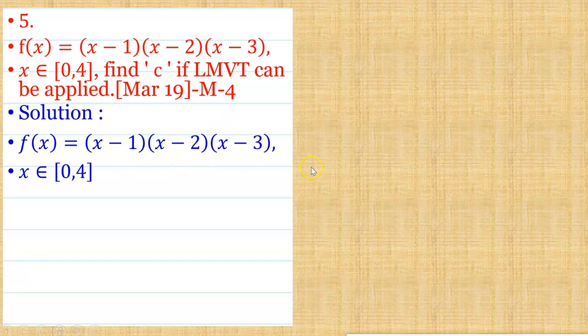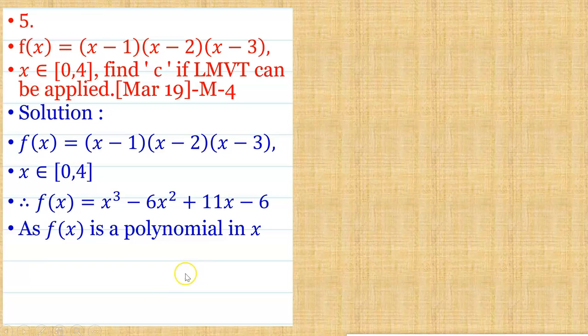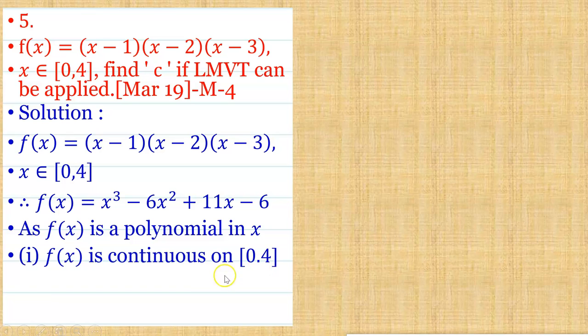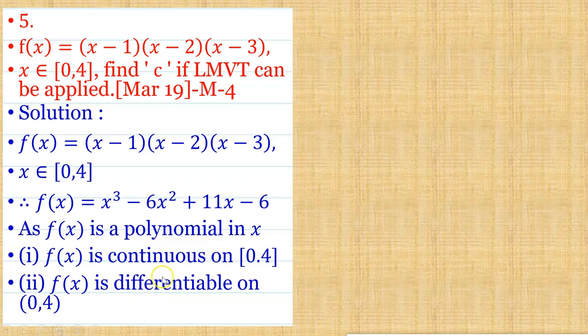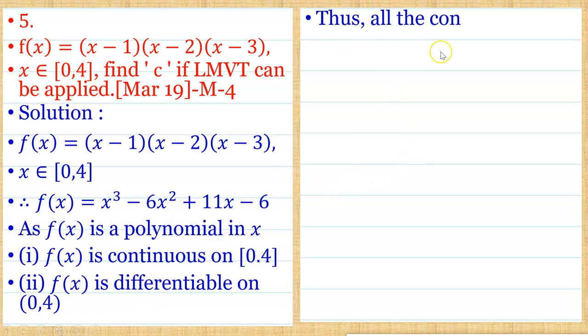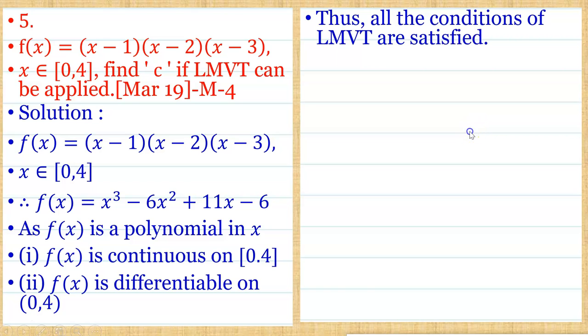Now the solution. x belongs to the closed interval 0 to 4. We simplified f of x: x cube minus 6x square plus 11x minus 6. You can do the multiplication; I have shown the multiplication for this type of problem earlier. As f of x is a polynomial in x, f is continuous on the closed interval 0 to 4 and differentiable on the open interval 0 to 4. Thus all the conditions of the LMVT are satisfied.